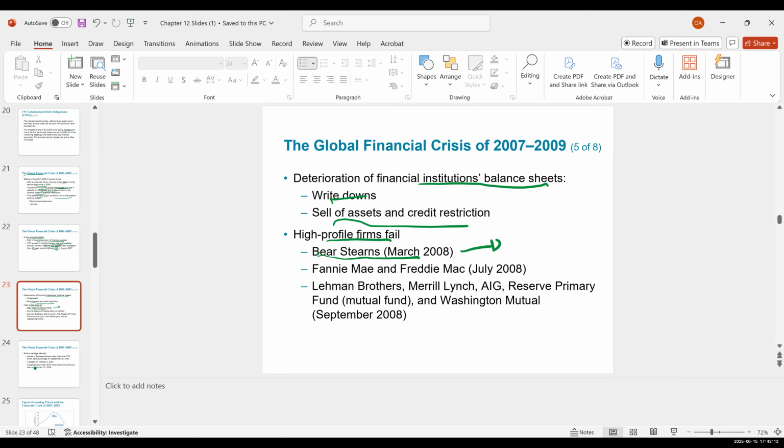Fannie Mae and Freddie Mac, these are the two housing financial institutions in Washington, D.C. They loan money in the mortgage industry. They also went bankrupt in July 2008. The government had to bail them out.